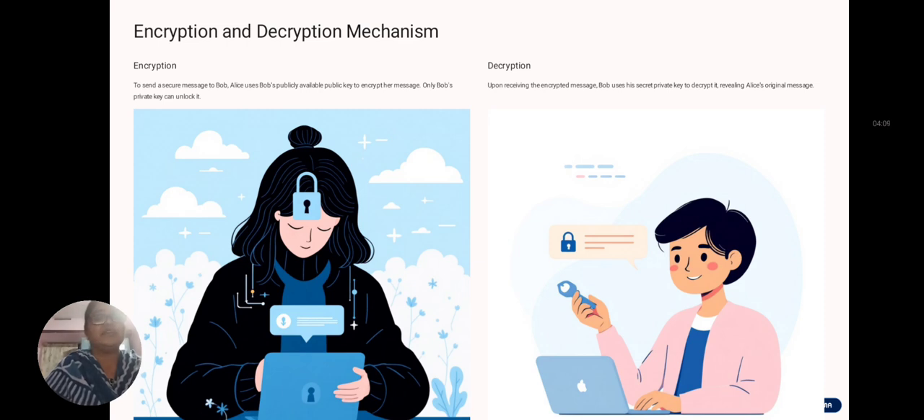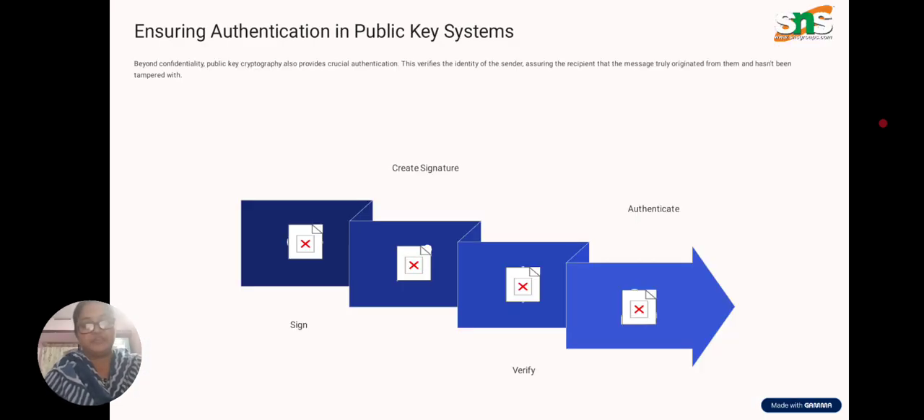The next slide is about the encryption and decryption mechanisms. Here we explain the working process of encryption and decryption. Let us take an example, Alice and Bob. Suppose Alice wants to send a secure message to Bob. She uses Bob's public key to encrypt the message. Once encrypted, no one else can read it. When Bob receives the message, he uses his private key to decrypt it and reads the original message. So this ensures confidentiality and provides more security for the information.